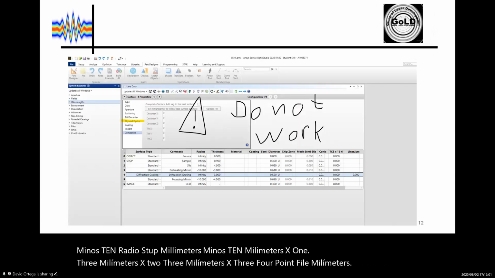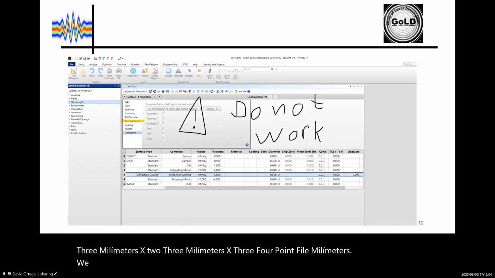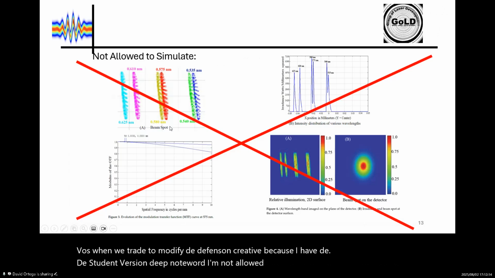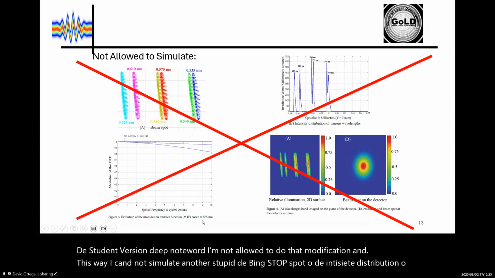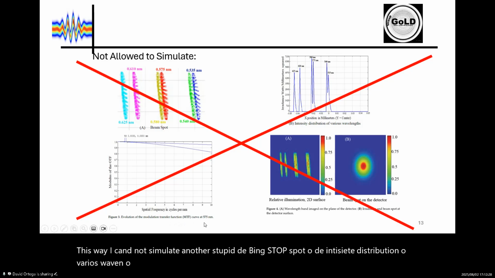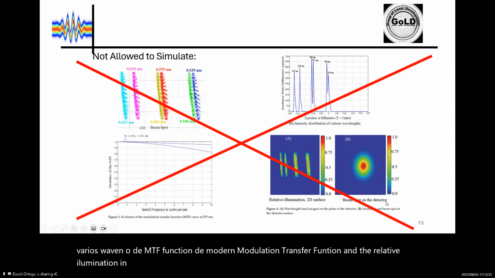But when we try to modify the diffraction grating, it did not work because I have the student version. I am not allowed to do that modification. This way I cannot simulate other things like the beam spot or the intensity distribution of various wavelengths, or the MTF function, the modulation transfer function, and the relative illumination on the surface of the beam spot on the detector.